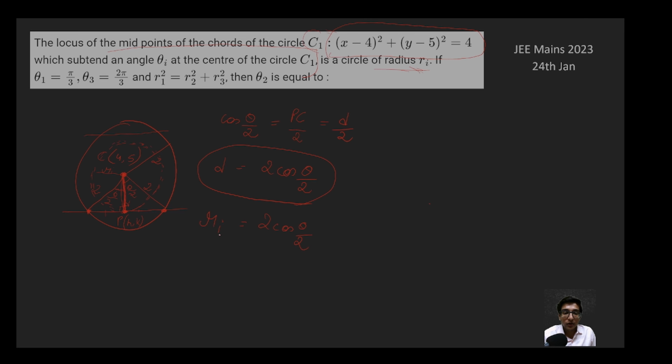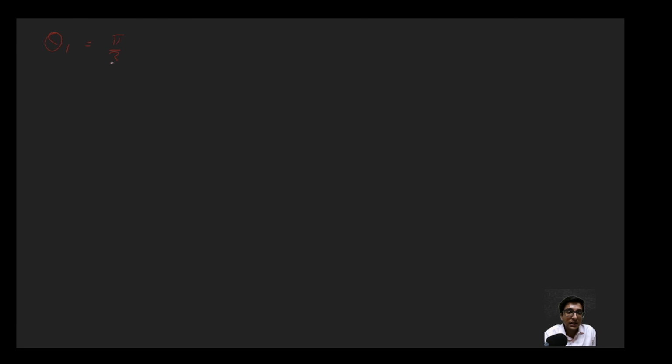So now once we found out Ri, they've given us a lot of information in the question. They've told us that theta 1 is equal to pi by 3 and theta 3 is equal to 2 pi by 3. So now we can use this formula: Ri is equal to 2 cos theta by 2. Let us find out R1, with theta 1. So 2 cos (pi by 3 into 2), which gives 2 cos pi by 6, which is root 3. Similarly we can find R3: 2 cos pi by 3, and this comes out to be 1.